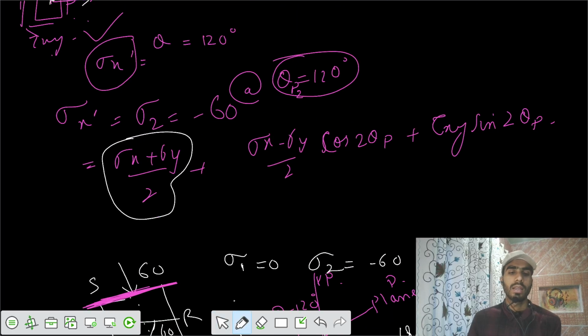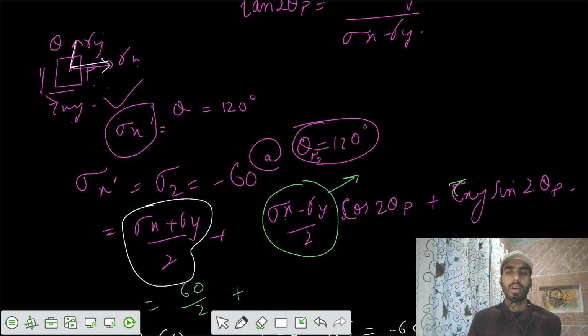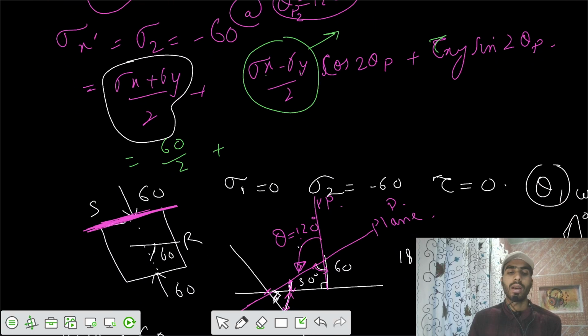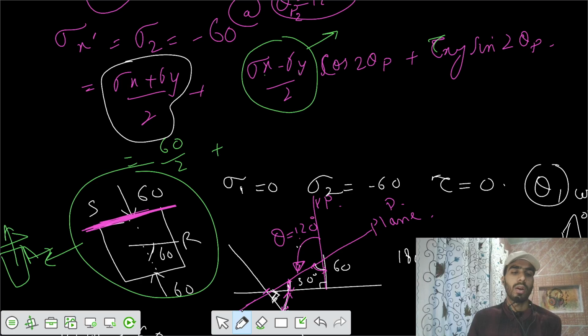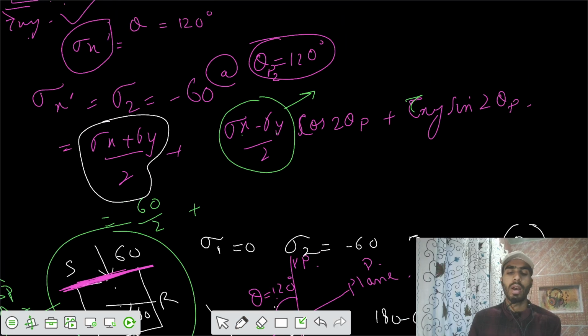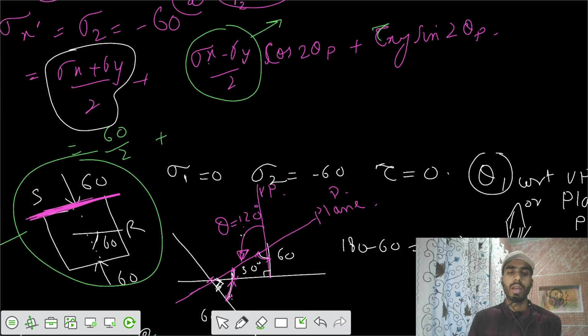So we can write this is 60 by 2 plus sigma x minus sigma y by 2. So we have three unknowns: sigma x, sigma y, and tau xy. That's acting on planes P and Q, while on planes R and S there is no shear stress tau. But if we transform this, it can have some sigma and tau on planes P and Q. That's what we have to find. So we have 3 unknowns, and we have 3 equations.